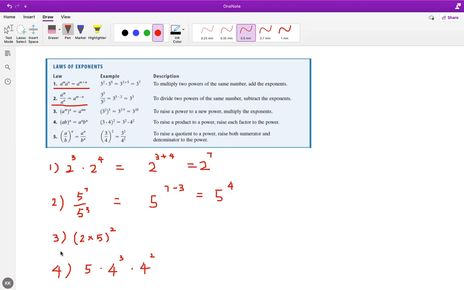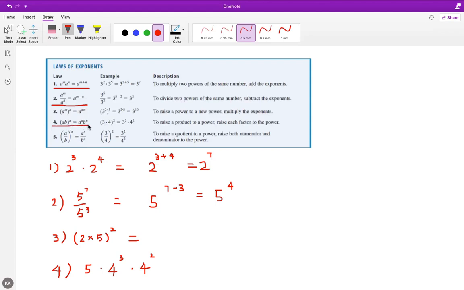Okay, so let's take a look at question number 3. Question number 3 said I have bracket 2 times 5, raised to the 2. So what does that equal? Which law can I use for this one? Can I use law number 3? Law number 3 said we have only one base, right? But in question number 3, we have two different bases. So which law has two different bases multiplied together? Yep, law number 4.